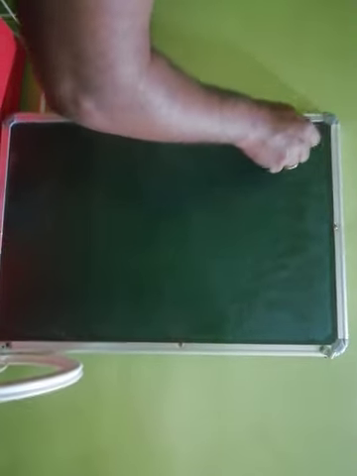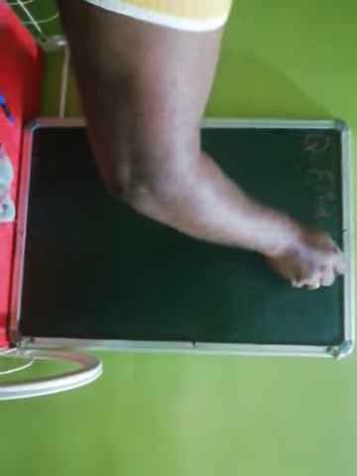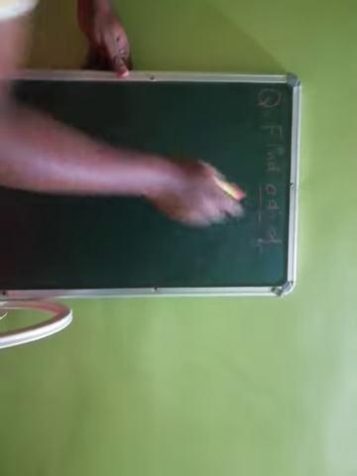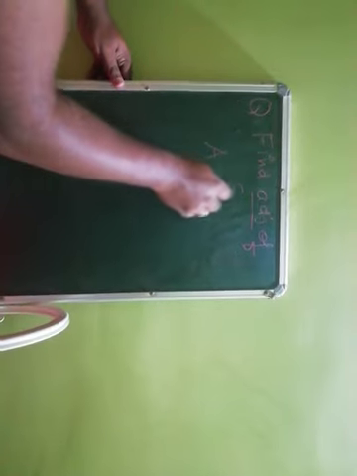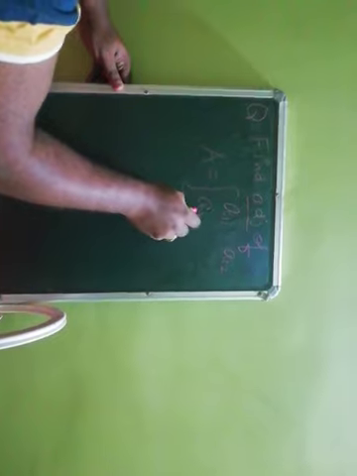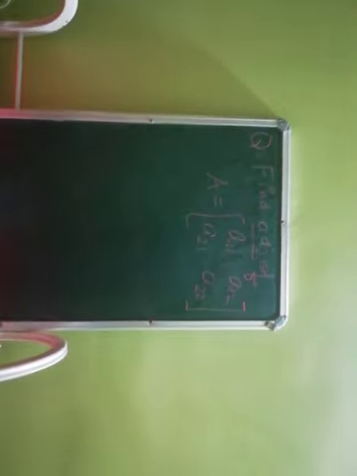Suppose we have the question: find the adjoint of matrix A whose elements are A11, A12, A21, A22. Let us see how to write this.